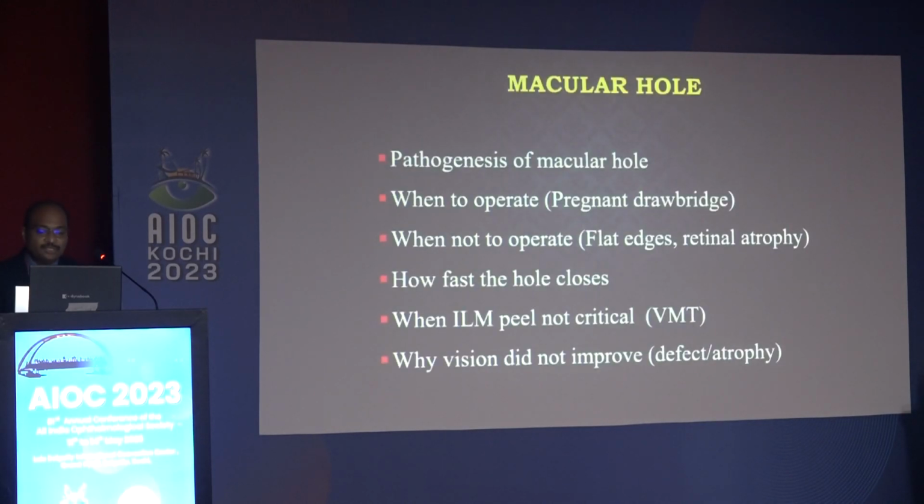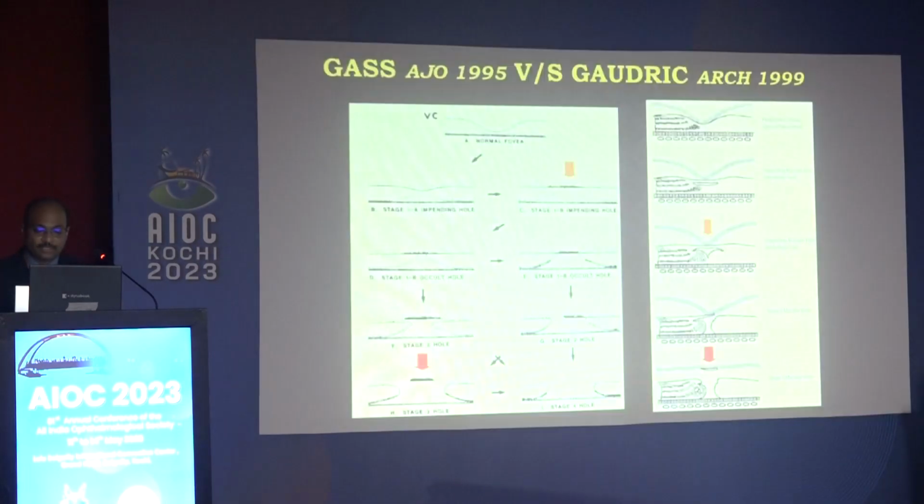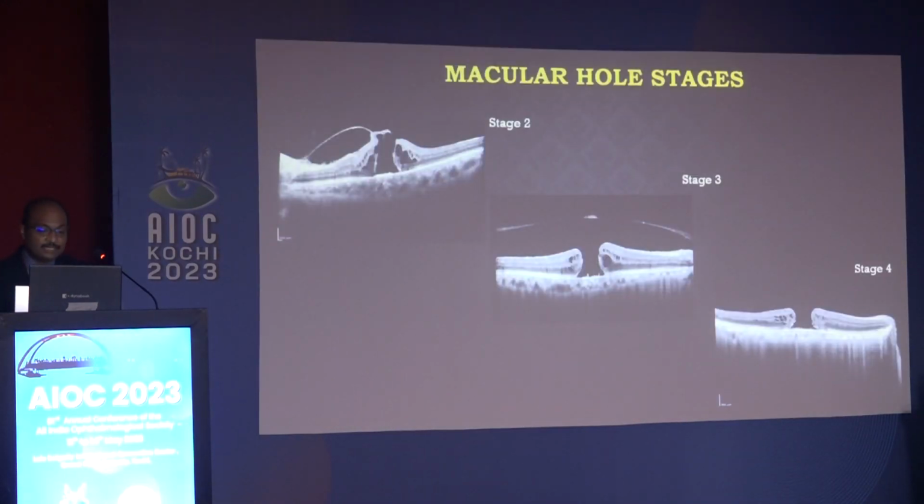Macular holes, OCT tells us a lot about pathogenesis, when to operate, when not to operate, how fast a hole could close, when ILM peeling is not critical, why vision did not improve. So this is the classification which was first put out by Gass and Gaudric, who gave us an OCT correlate, so you can read about it. So these are the different stages.